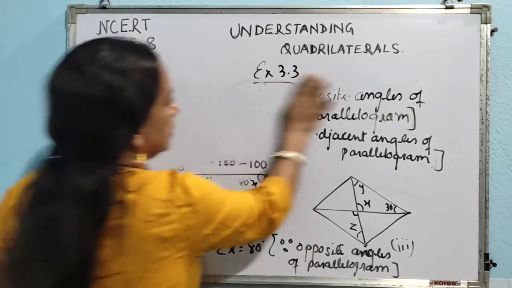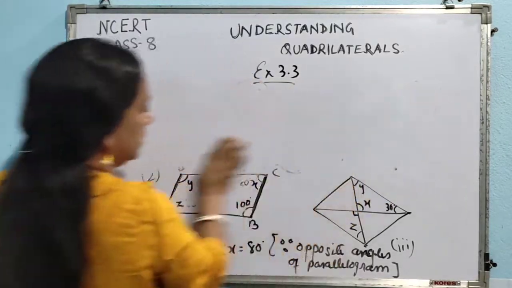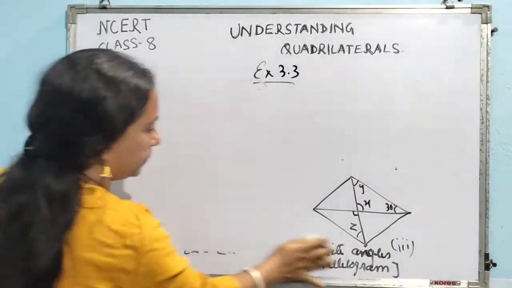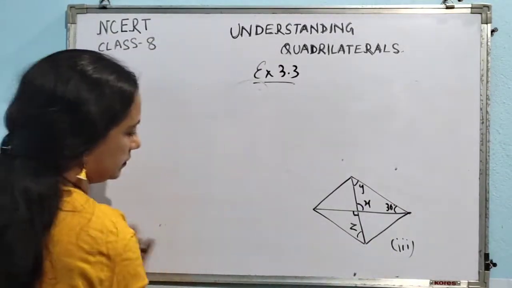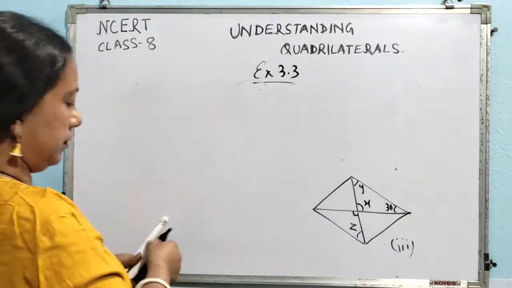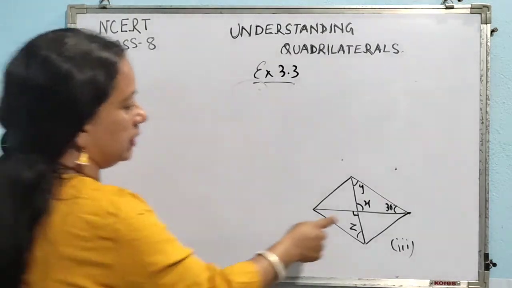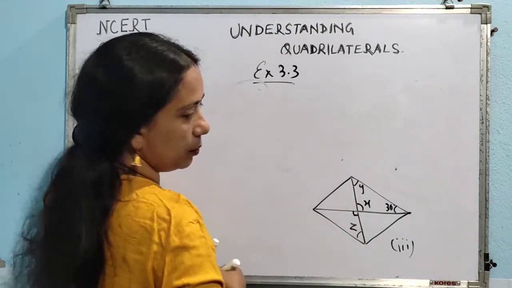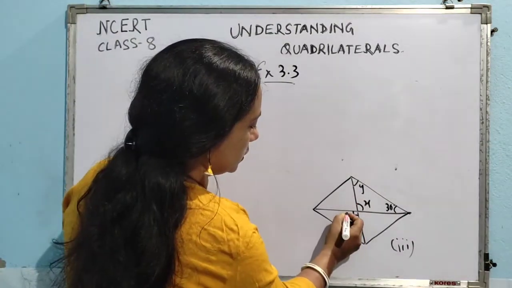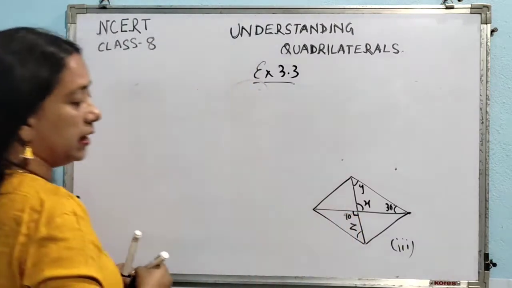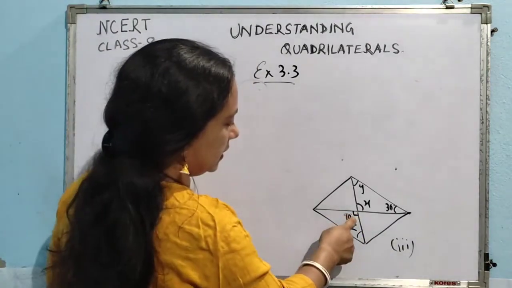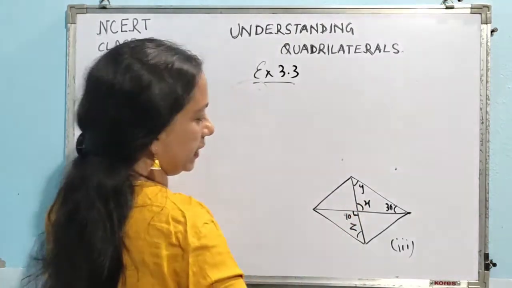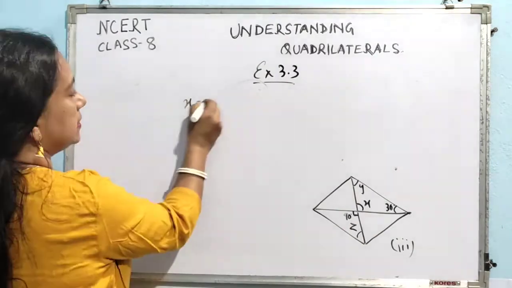Now coming to the next one, see here, this figure. Okay, so in this figure see, 30 is y, x, and here it is how much? 90 degree, isn't it? Because this symbol signifies that this is 90 degree. So if this is 90 degree, this has to be 90 degree. Why? Because these two are vertically opposite angles. So we can write x is equal to 90 degree.